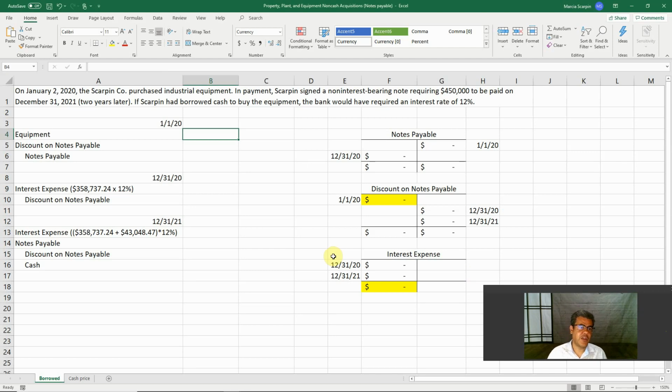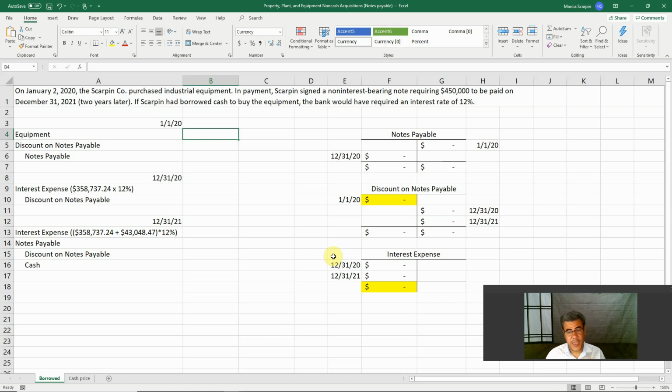So what do we have here? On January 2nd, 2020, the Scarping Corporation purchased industrial equipment. In payment, Scarping signed a non-interest bearing note requiring $450,000 to be paid 2 years later on December 31st, 2021.